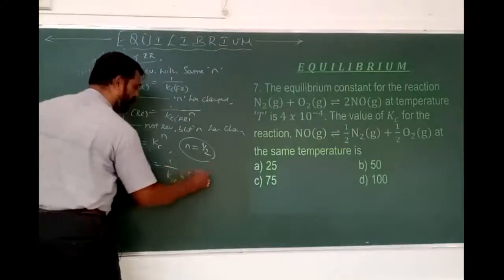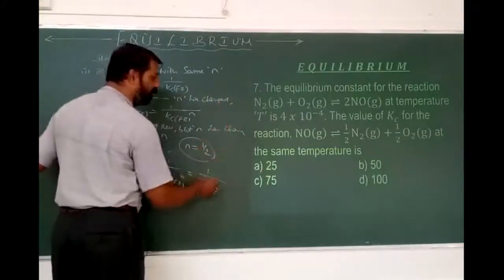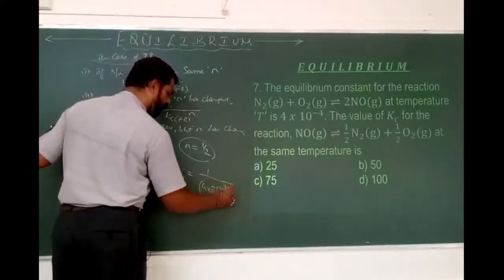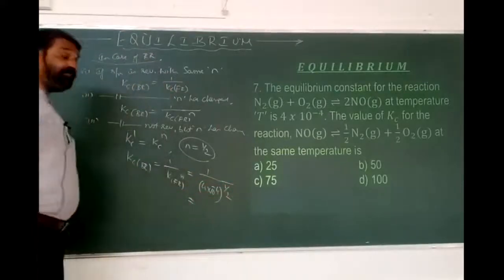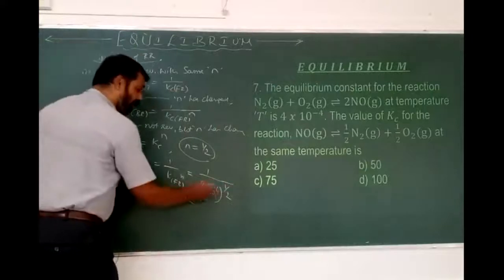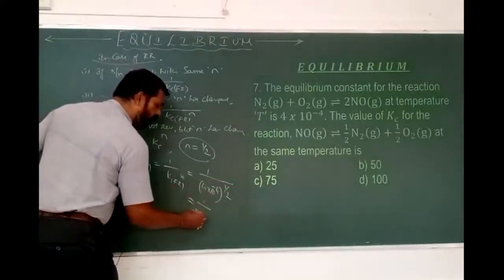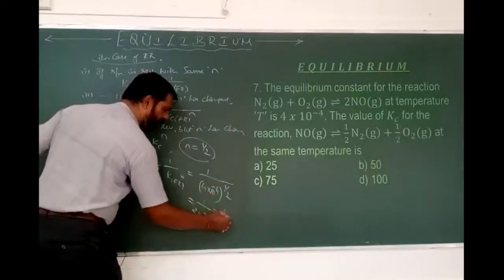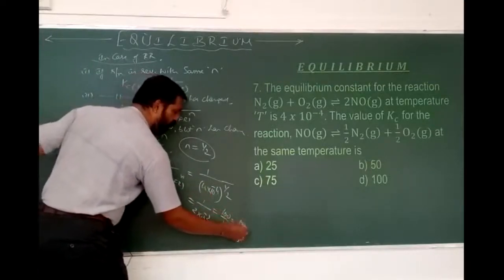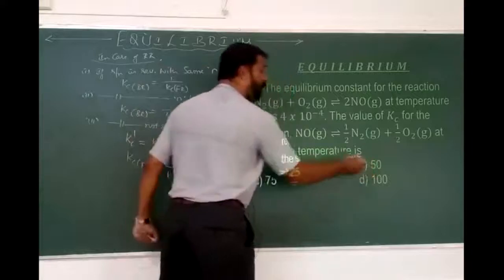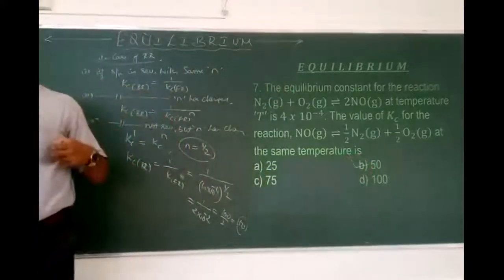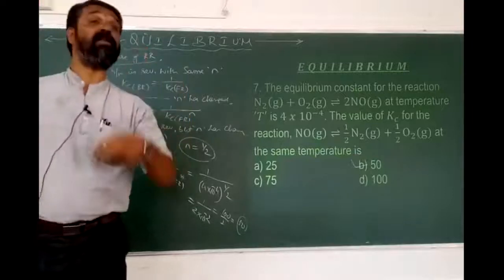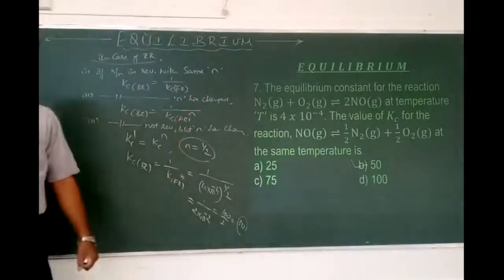What's the Kc here? It is 4 × 10 to the power of minus 4, to the power of 1 by 2. The root of this is 2 × 10 to the power of minus 2, so 1 upon that is 100 by 2, which equals 50. What is this 50? It is the equilibrium constant for the reaction which is reversed and whose number of moles has been reduced to half. Okay.